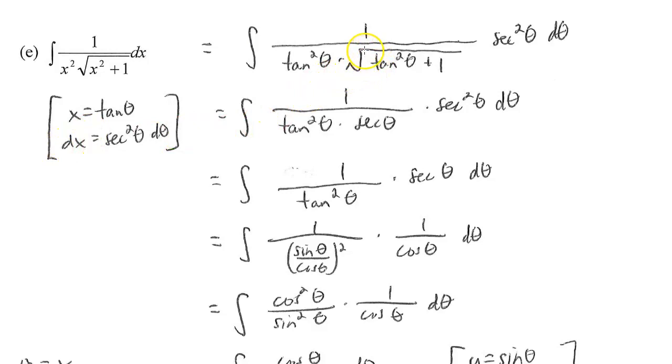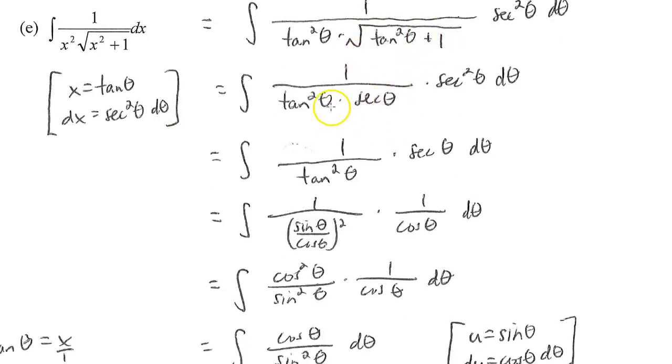Now, it turns out that tangent squared plus 1 is secant squared, and the square root of secant squared is just secant. So notice what we have is a tangent squared there on the bottom. This secant will cancel one of those secants. So you just have a secant there and a tangent squared there.